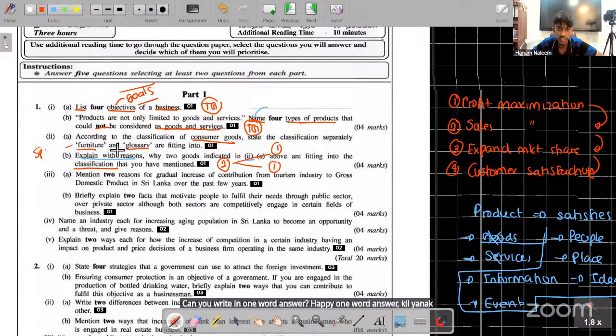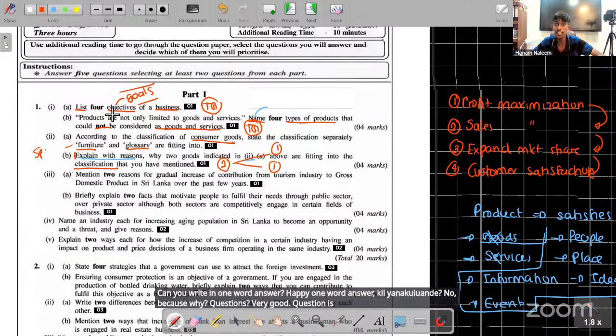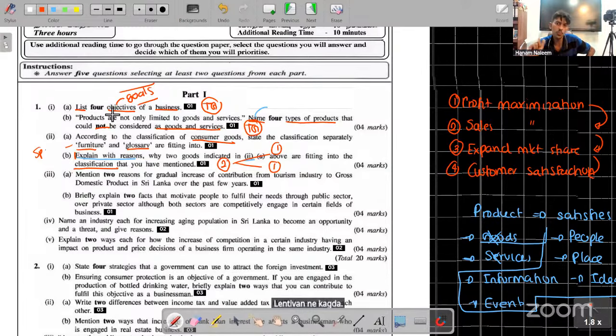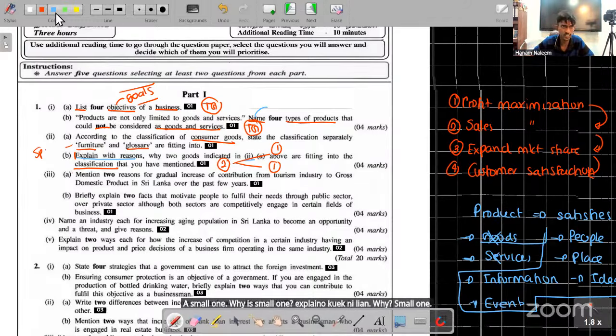No. Because it's a why question. Very good. The question is explain. So we have to write a sentence. Do we need to write a lengthy sentence or a small sentence? What do you all say? A small one. Why a small one? Explain. We have to write a big one, right? Why a small sentence?